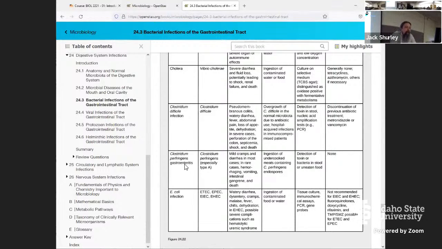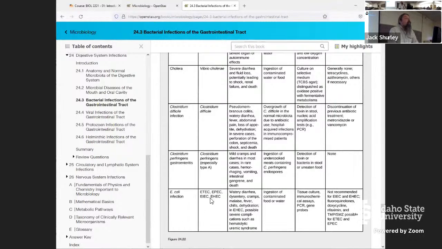The perfringens, another Clostridium, this one can cause some gastroenteritis, cramps and diarrhea. There is the potential for some hemorrhage. It can lend to gangrene, especially it's one that we think about with skin infections with that, but in the GI tract, it can lend to that as well.